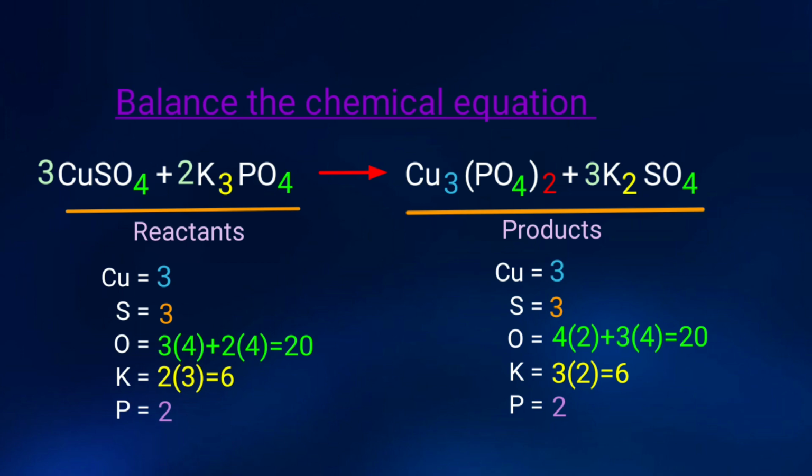There are 3 copper atoms, 3 sulfur atoms, 20 oxygen atoms, 6 potassium atoms, and 2 phosphorus atoms on both sides.